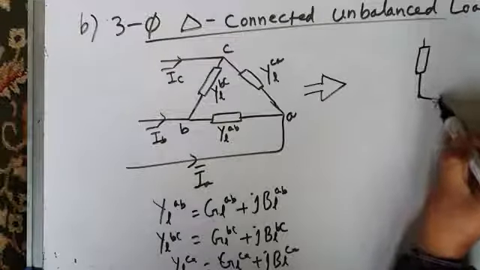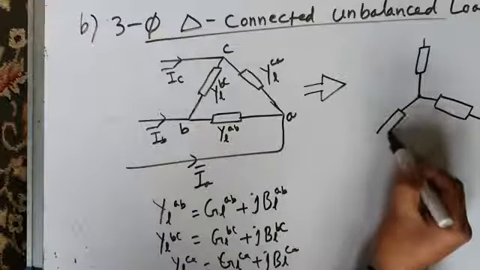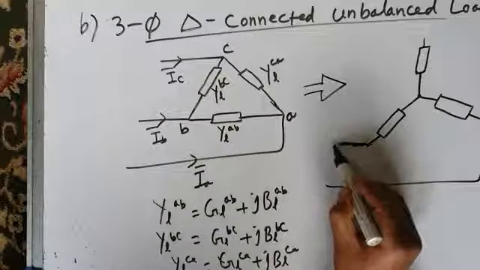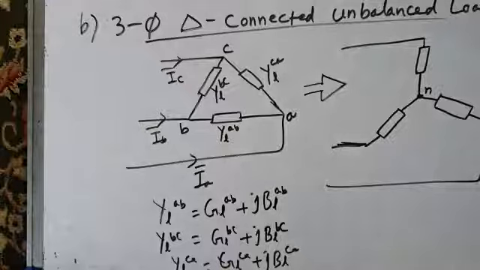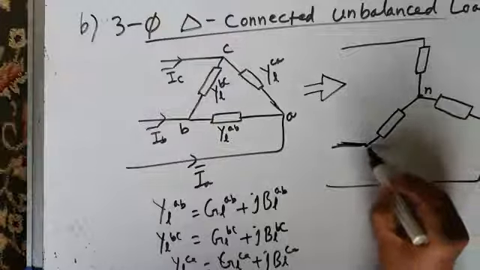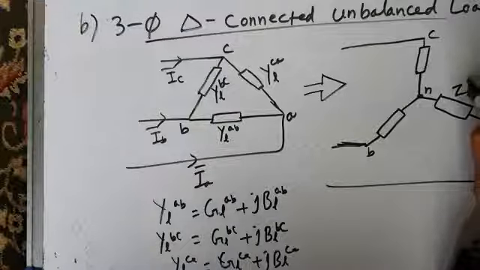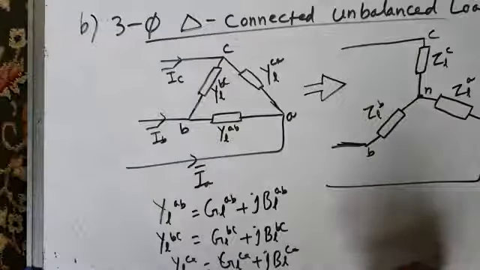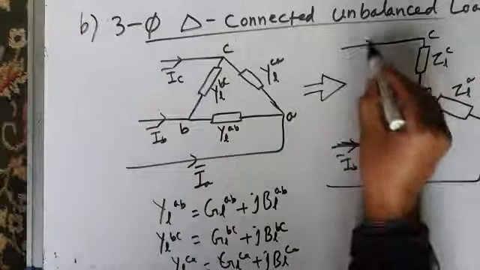How? I will show you the equations with the help of which you can transform a delta connected system into a star connected system. I hope you have already learned those techniques in your BTech electrical engineering. This is the load neutral N. This is A, this is B, this is C. This is load impedance ZLA, this is ZLB, and this is ZLC. And this is my line current IA, this is my line current IB, and this is my line current IC.